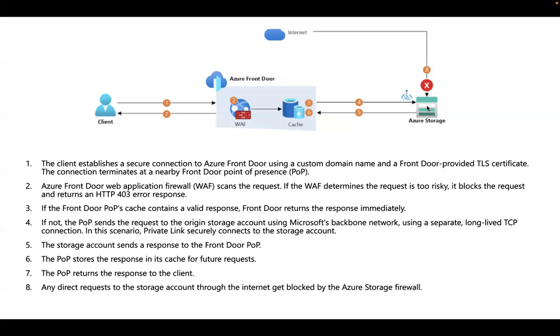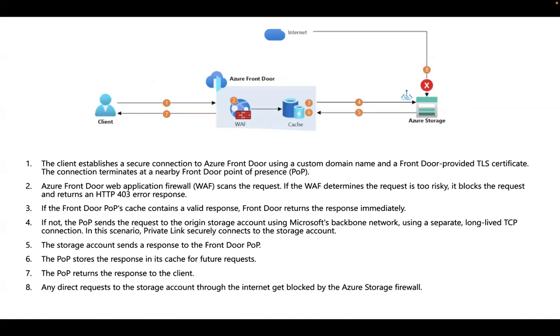Once the request is processed, the storage account sends a response to the Front Door POP. The POP stores the response in its cache for future requests. This point is important: it is saving the response in its cache for future requests. The POP returns the response to the client. Any direct request to the storage account through the internet gets blocked by the Azure Storage Firewall. So any direct requests are blocked. It has to go through Azure Front Door.